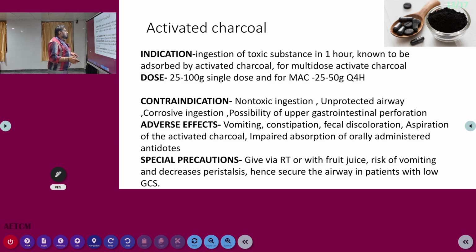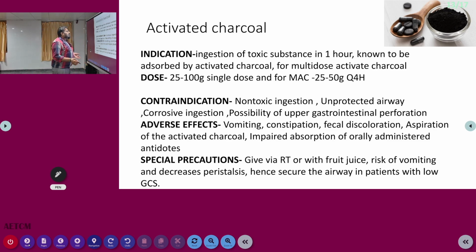Usually it will be around 50 grams. That is what you need to give, 1 gram per kg. You can remember around 50 grams you can give. Multi-dose activated charcoal is needed only in very rare situations. In that situation you can give 25 grams every 4th hourly.